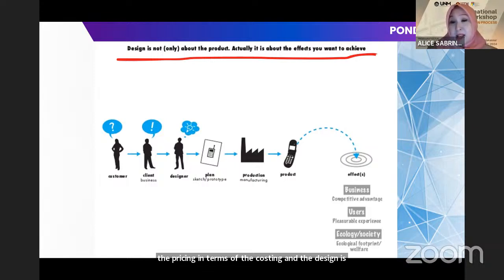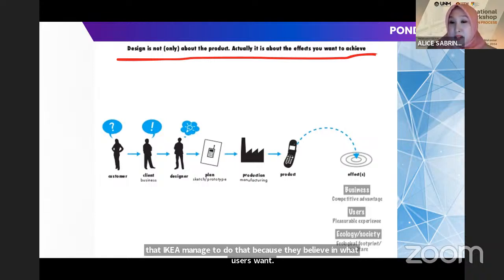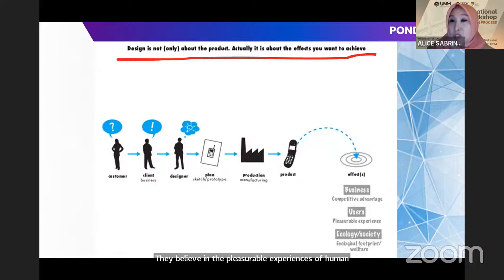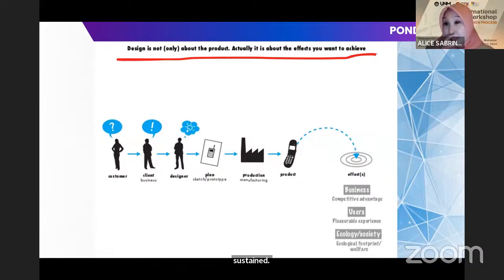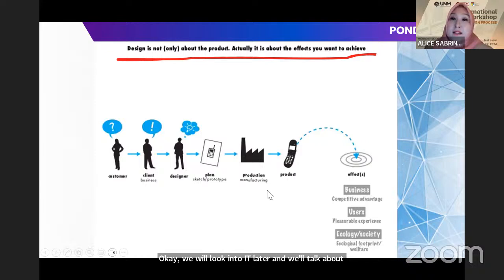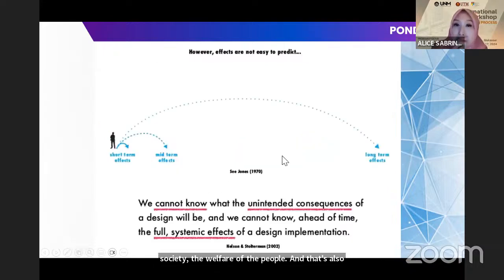And this is what I say is that IKEA managed to do that because they believe in what users want. They believe in the pleasurable experiences of human comfort, of users' comfort. And this is what makes IKEA sustain. Okay, we will look into IKEA later and we'll talk about design in terms of IKEA and also IDEO. And another important thing is that we talk about society, the welfare of the people. And that also makes IKEA and IDEO successful in that sense.